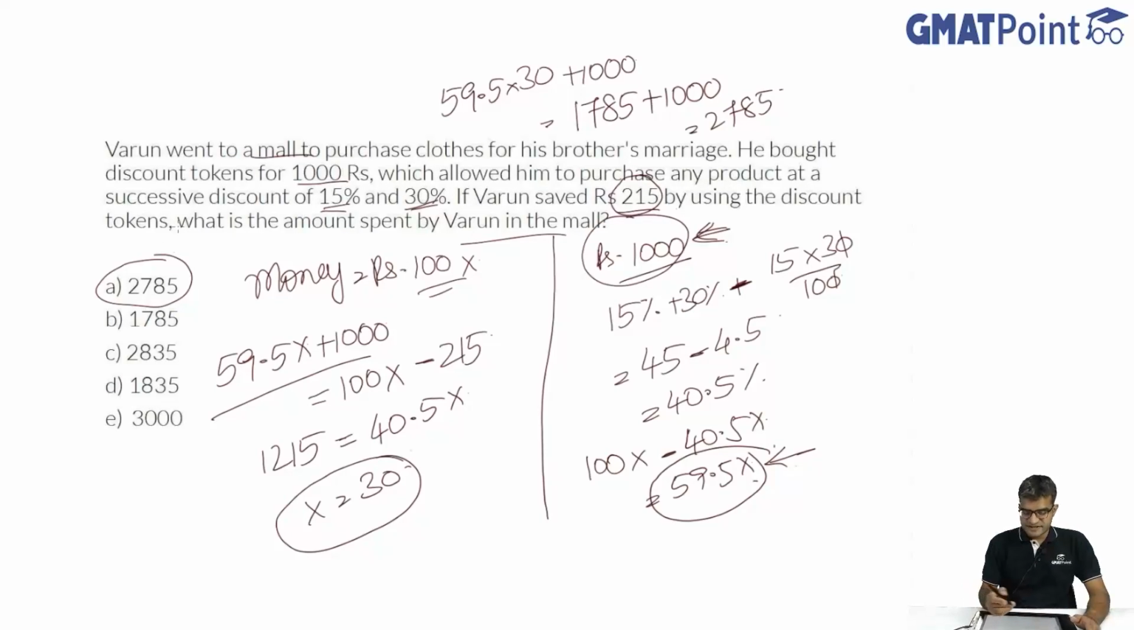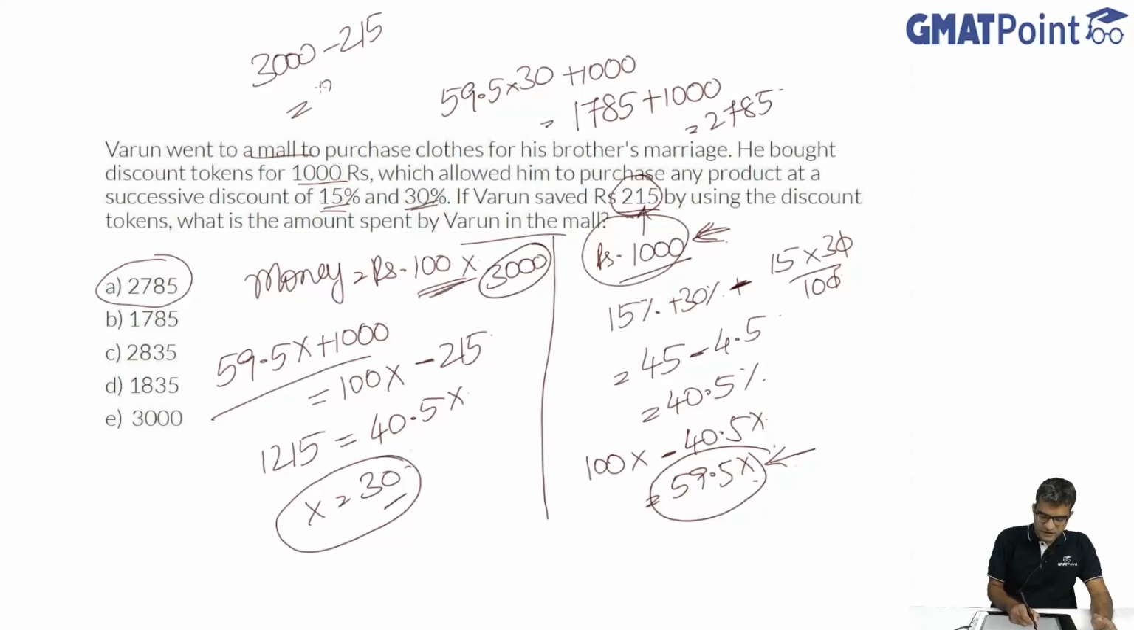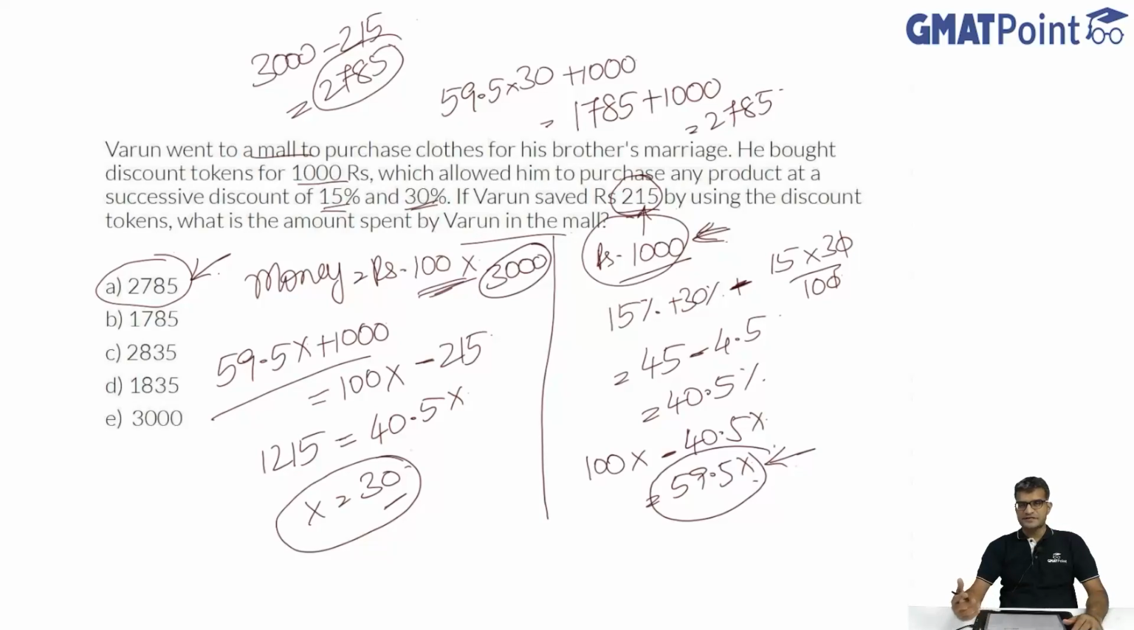Another way to look at it is, he came with 100x, x is equal to 30, so he came with 3000 rupees, and using all of these transactions he made a saving of 215. So the money that he actually spent will be 3000 minus 215, which will also equal 2785. Anyway, the answer for this question is option A, which is 2785. Let us look at the next formula.